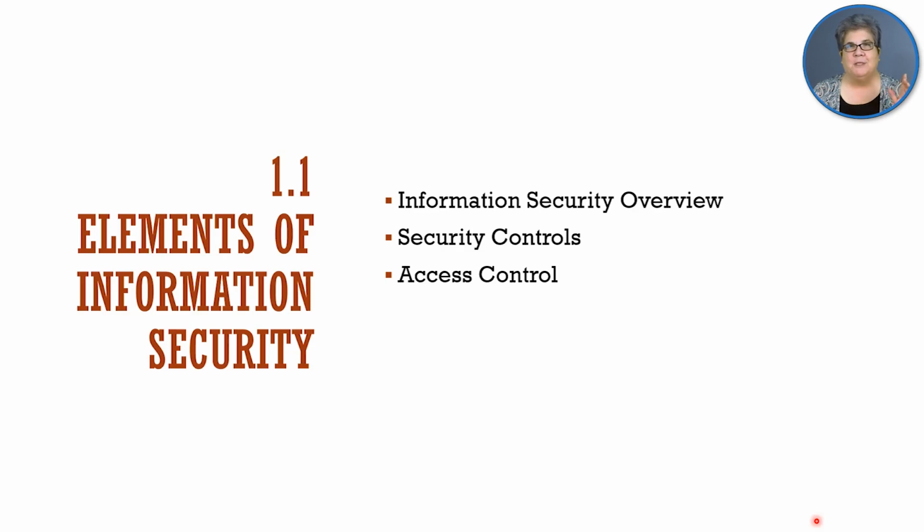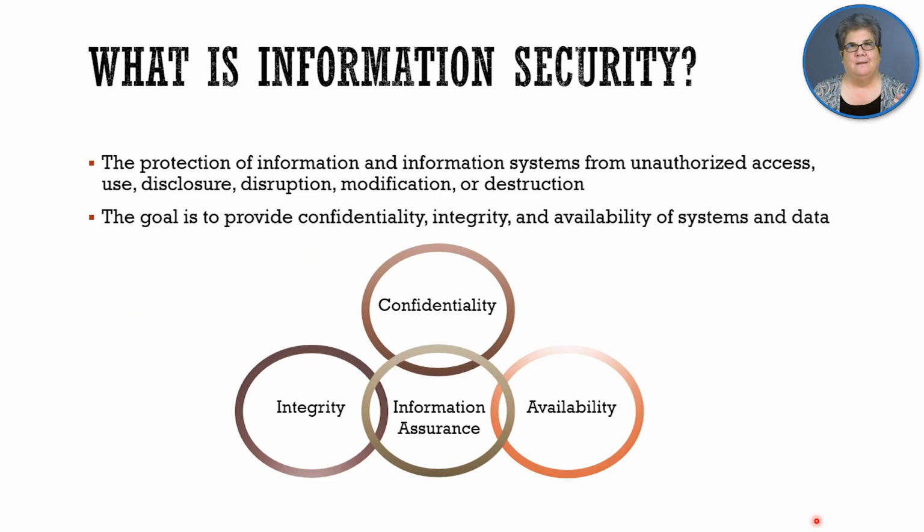Let's start out by talking about what is information security. Well, it's anything you're going to do to protect your systems or your data. You want to protect it from unauthorized access or use, disclosure, disruption, modification, or even destruction. And it's based on a principle called the CIA triad. That stands for confidentiality, integrity, and availability.